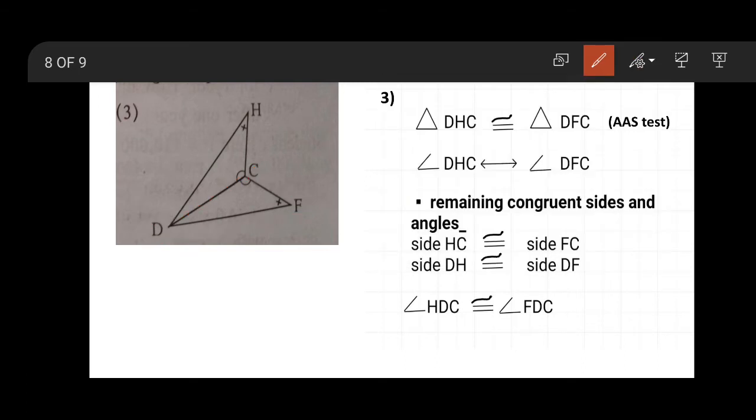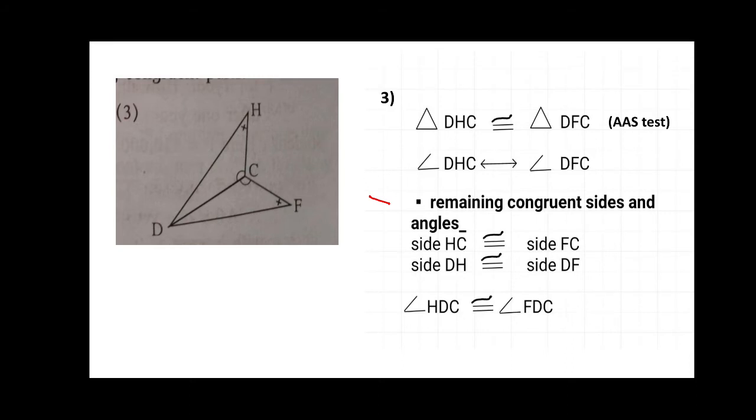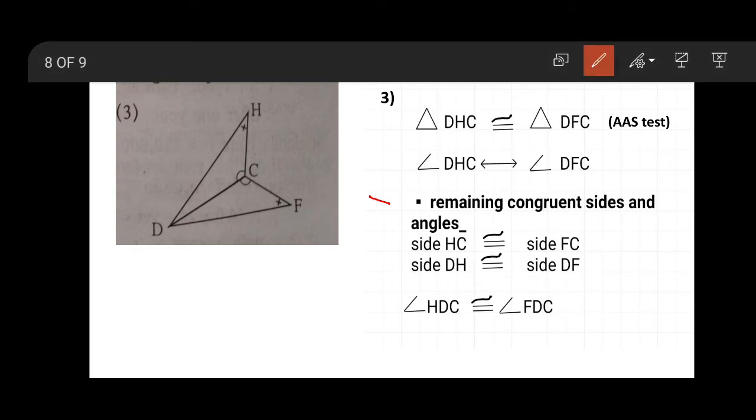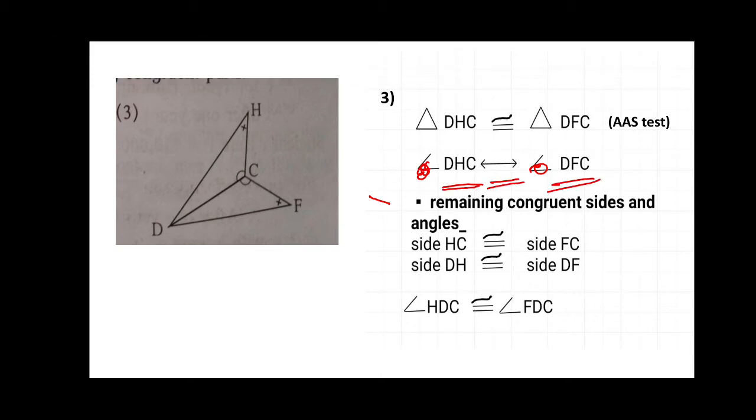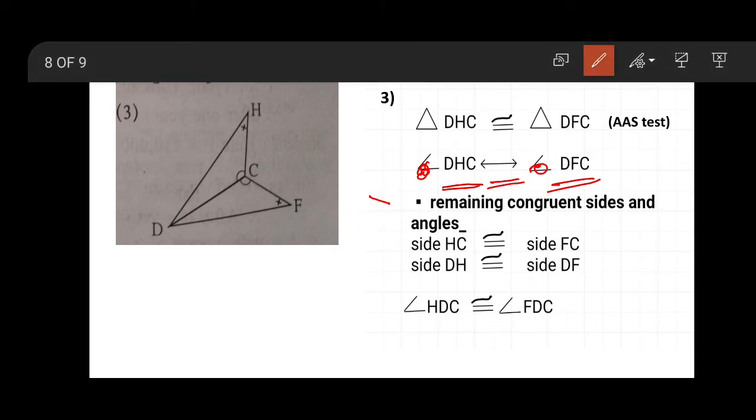So we will not write angle here, we will just mention DHC in correspondence with DFC. Again, remaining congruent sides and angles. Which remain? Which are not marked.